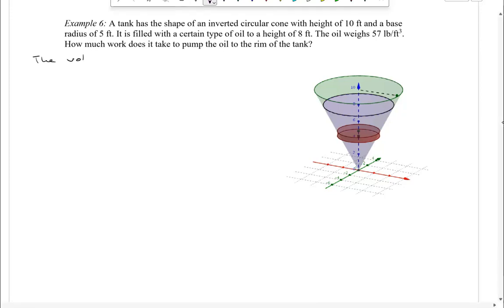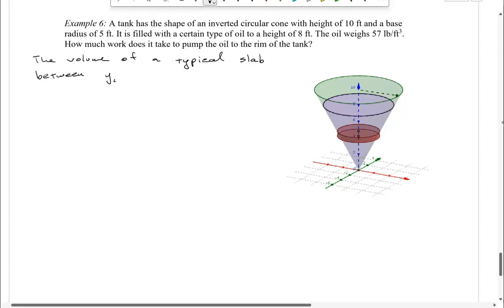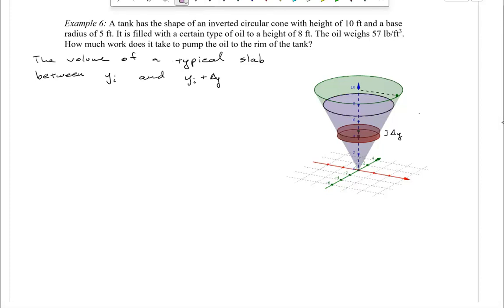The volume of a typical slab between y sub i and y sub i plus a change in y. So real quick, over here, I'm calling this delta y. And so what we're saying is the bottom height of this little slab is y sub i, and the top of that slab is y sub i plus delta y. Okay, so that's what that's about.